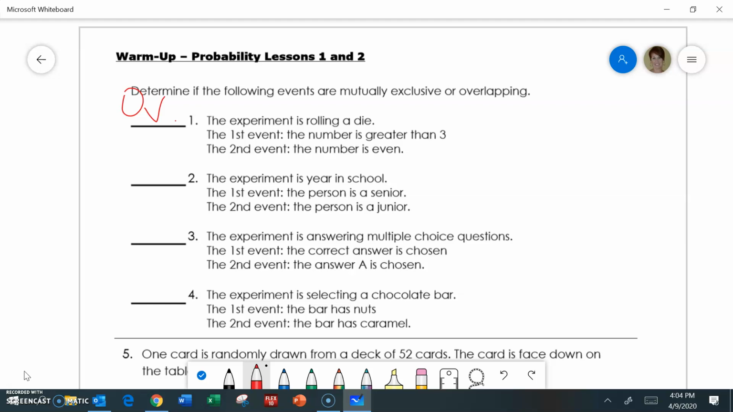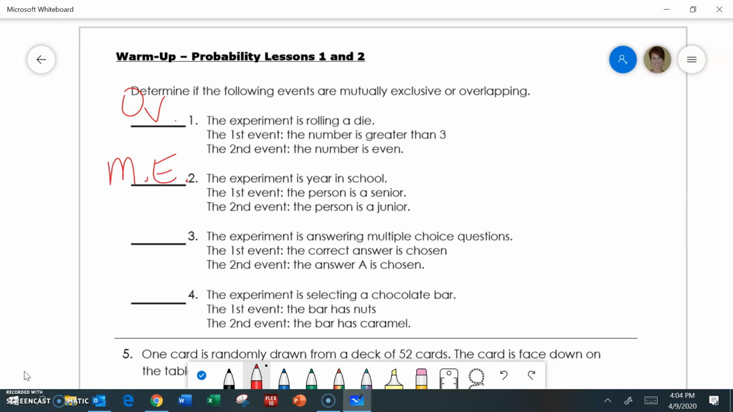Number two, if you are going to maybe pick a student out of Lakota West, and the first pick, we would see, okay, what's the chance of getting a person that's a junior or senior, I'm sorry, and the second event is a junior. At least the way that we label things in school, you can't be labeled as a senior and a junior at the same time. So those are what we call mutually, I'm going to abbreviate again, exclusive.